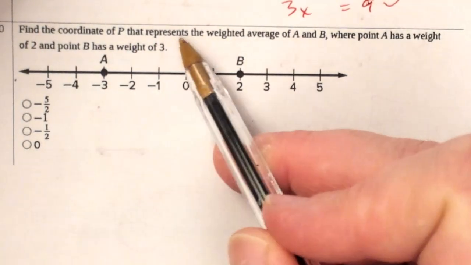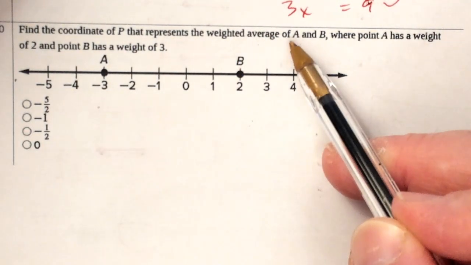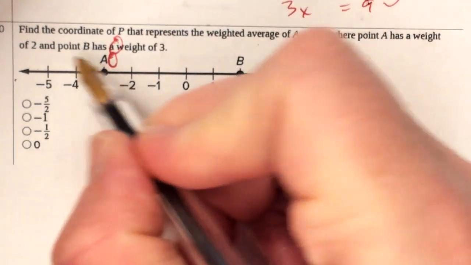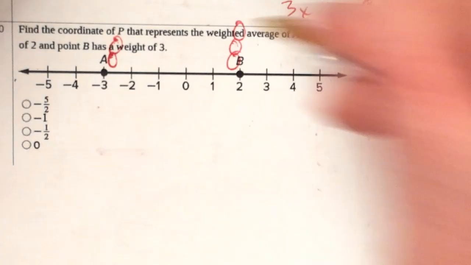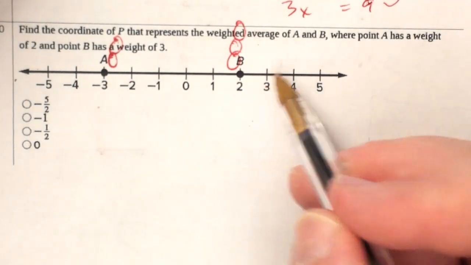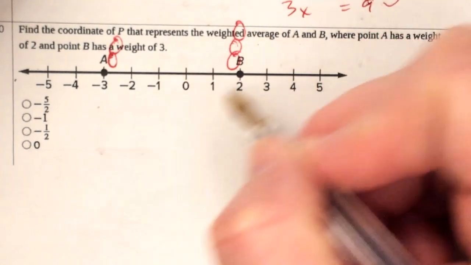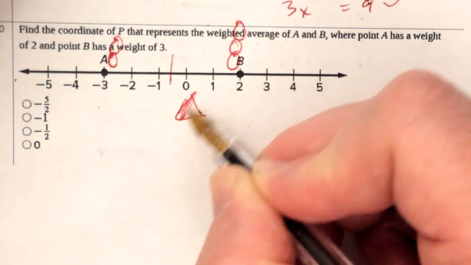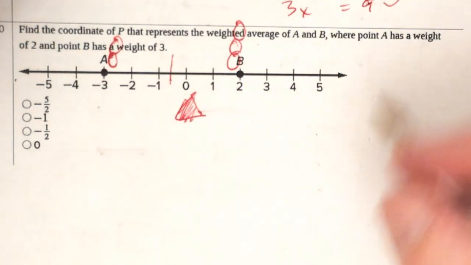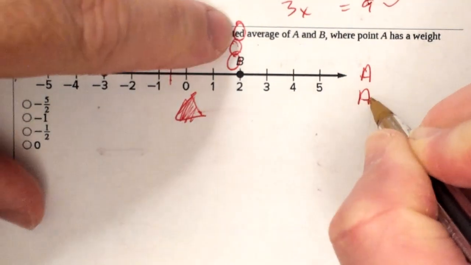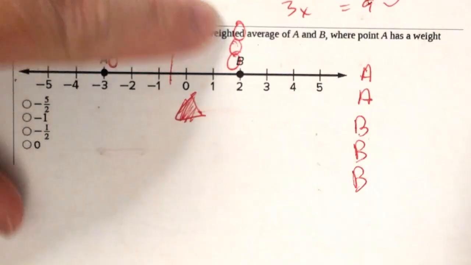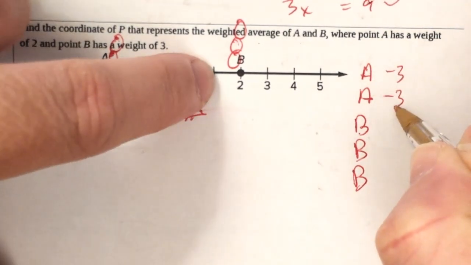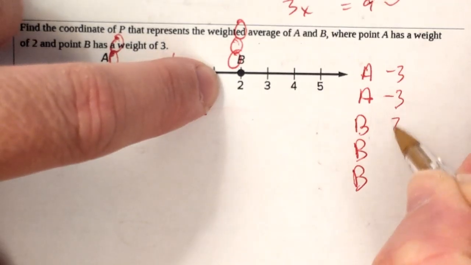Right, number 10. Find the coordinates of P that represent the weighted average of A and B, where A has a weight of 2 and B has a weight of 3. 1, 2, 3. So what do you have more of, A's or B's? Yeah, B's, there's more of that. So this is the halfway point, and we want to be closer to the B. So it has to be somewhere over on this side, closer to the B. So we have 2 A's, we have 3 B's. Where was A? -3, and I wrote that twice. And B was 2, 2, and 2.